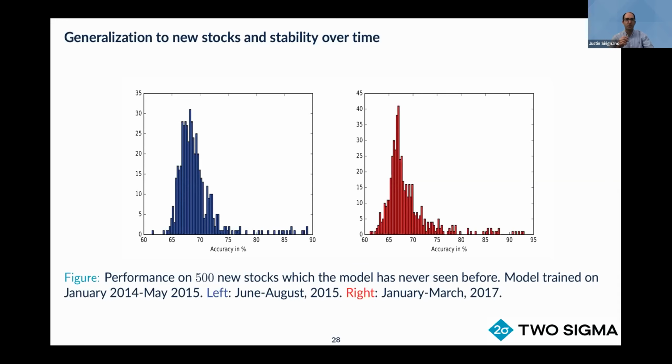The left plot displays the histogram of the absolute accuracy of the model for this out-of-sample time period. The accuracy is consistently well above 50%. The right plot is a histogram of the accuracy for the time period January to March 2017, which is over 1 year after the end of the training data set. This demonstrates model stability for more than 1 year out of sample.